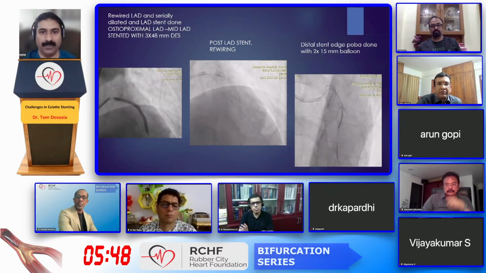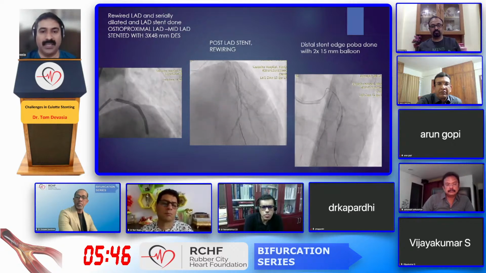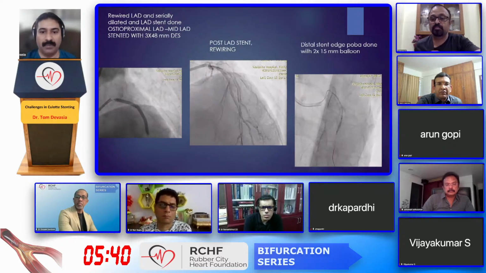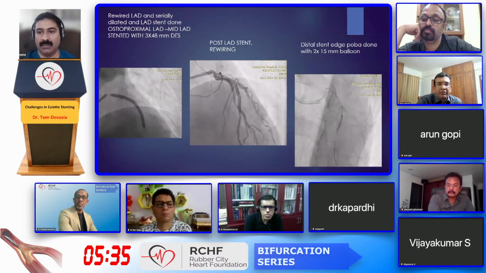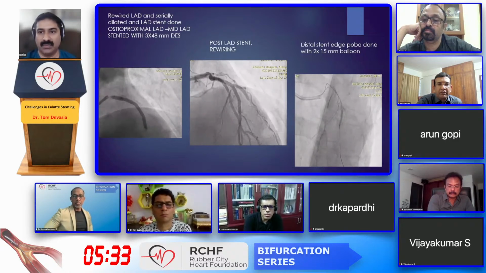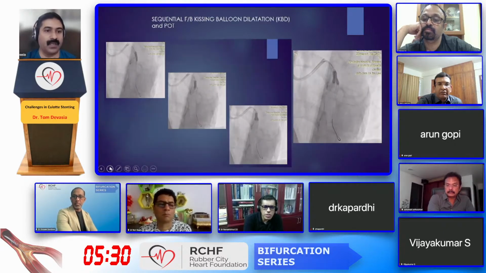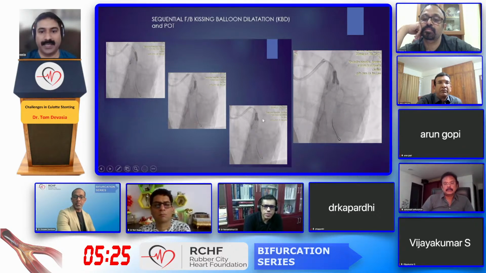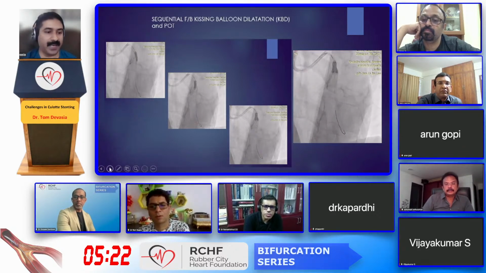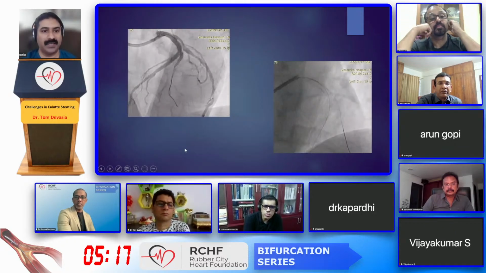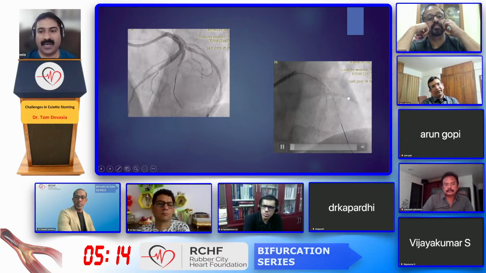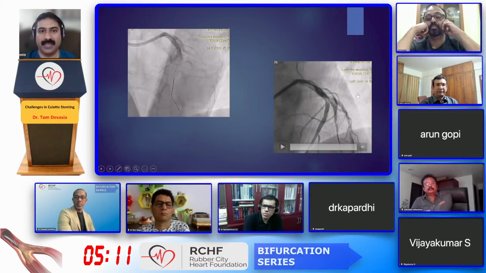for the diagonal flow. We could see again the probable dissection in the distal stent edge of the diagonal, but the flow in the diagonal is maintained. So in the end, we decided to do a balloon dilatation of the distal stent edge with a 2 by 15 mm balloon. And then we did a sequential followed by kissing dilatation of the LAD diagonal ostium. And then we watched a few more minutes to see if the diagonal is having any problems. The diagonal continued to flow and the patient became quite steady and stable.